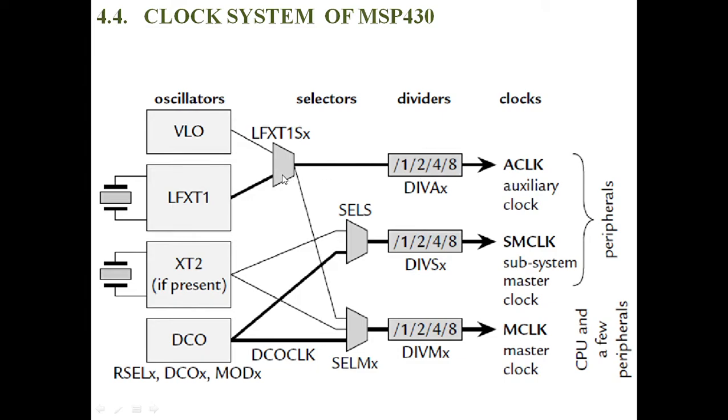If the device speed is more than 12 kilohertz, at that time we can use the low frequency oscillator. The low frequency oscillator generates clock signals from 32 kilohertz to a few megahertz. Then that is given to the low frequency oscillator selector. Then that is divisible by 1 or 2 or 4 or 8 based upon the desired device operating speed.